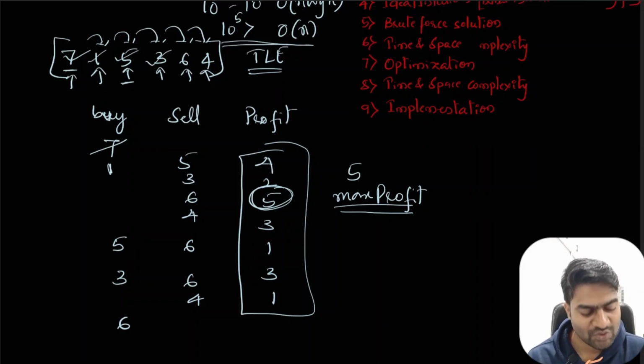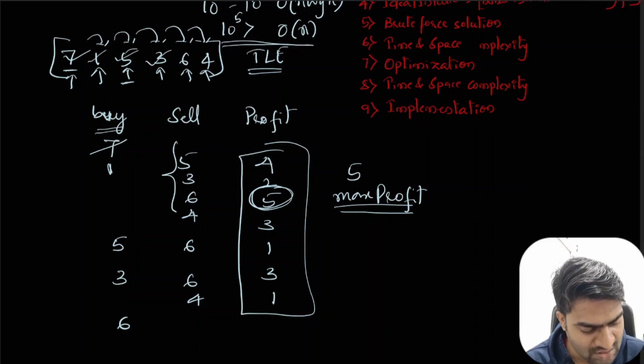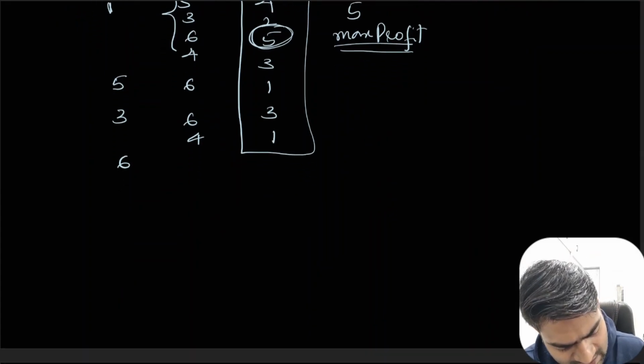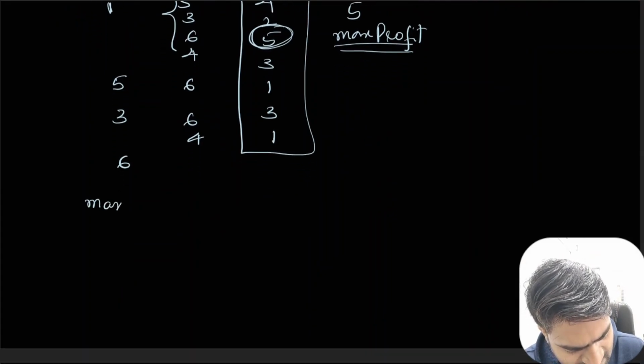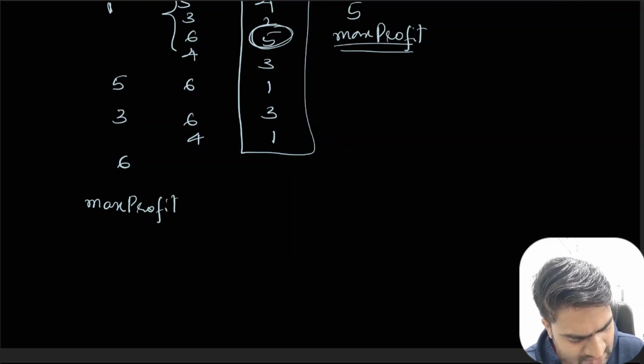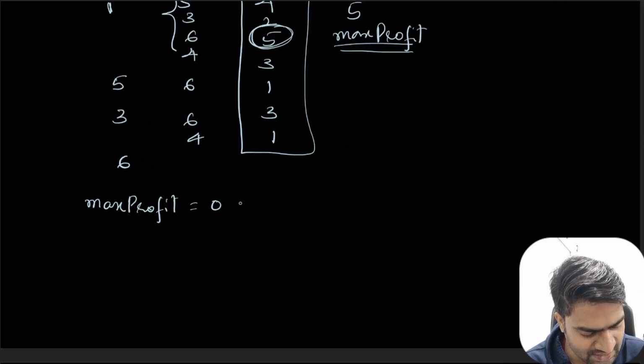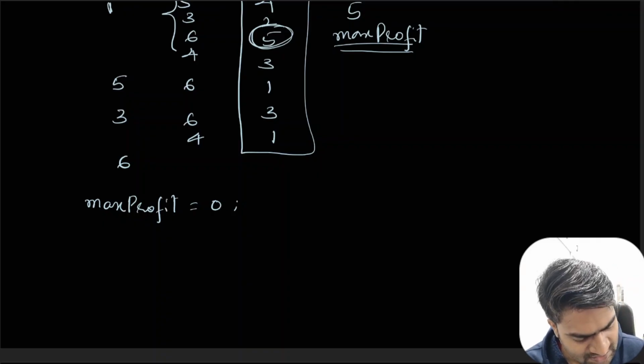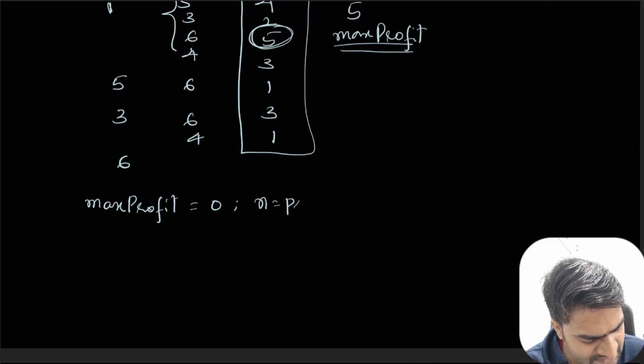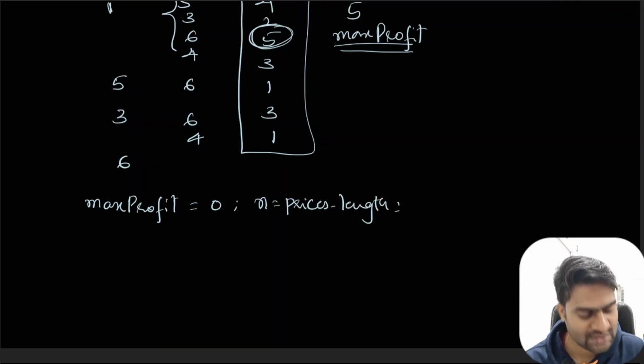So what I am doing, I am checking for each buy value, then I am iterating over the remaining values and I will check whether I'll be able to sell. So if I sell, what will be the profit? So it means I need 2 loops. Okay. So I will take a variable max profit and I'll initialize it with 0, because if I don't get any profit at all, then I can simply return 0. Okay. Now also take n equal to prices dot length. So this will give us the length of prices array.